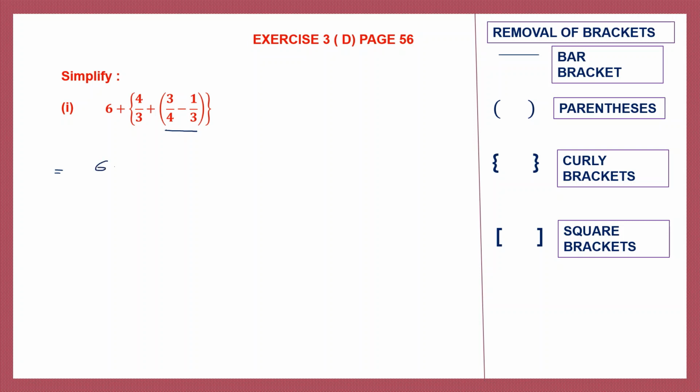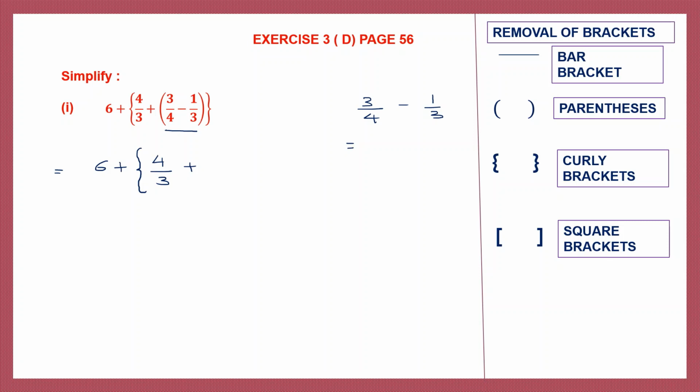Everything else will remain the same. So 6 plus, and then we draw the curly bracket, and the fraction inside that is 4 by 3 plus. Now we have 3 by 4 minus 1 by 3. We're going to remove the common brackets. So let's work that out here. 3 by 4 minus 1 by 3. Let's work it out and get an answer to that.